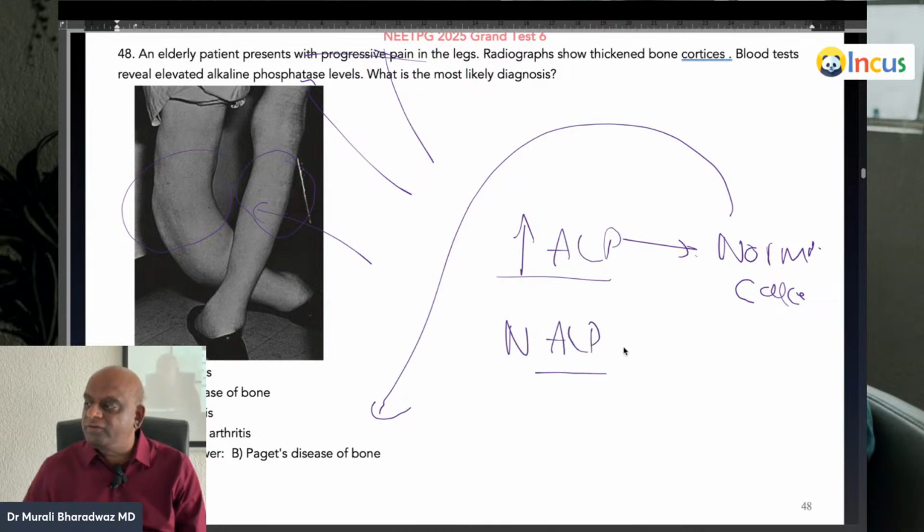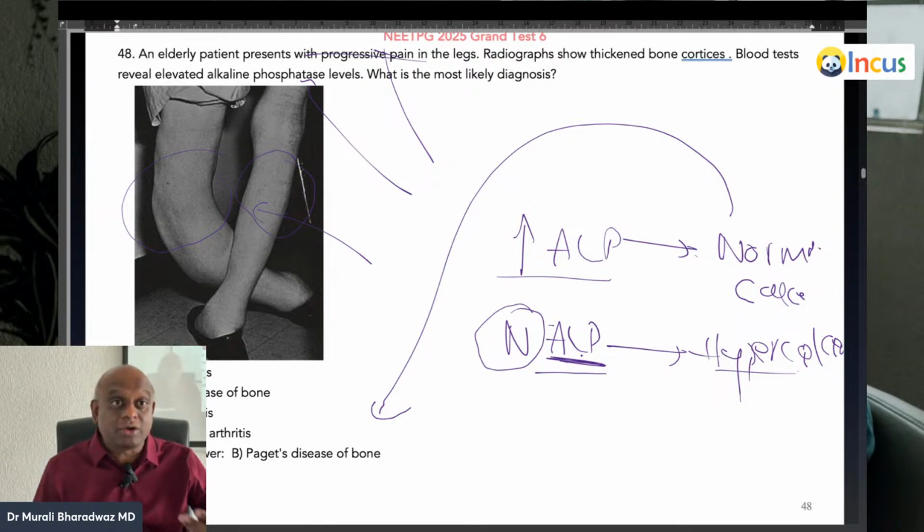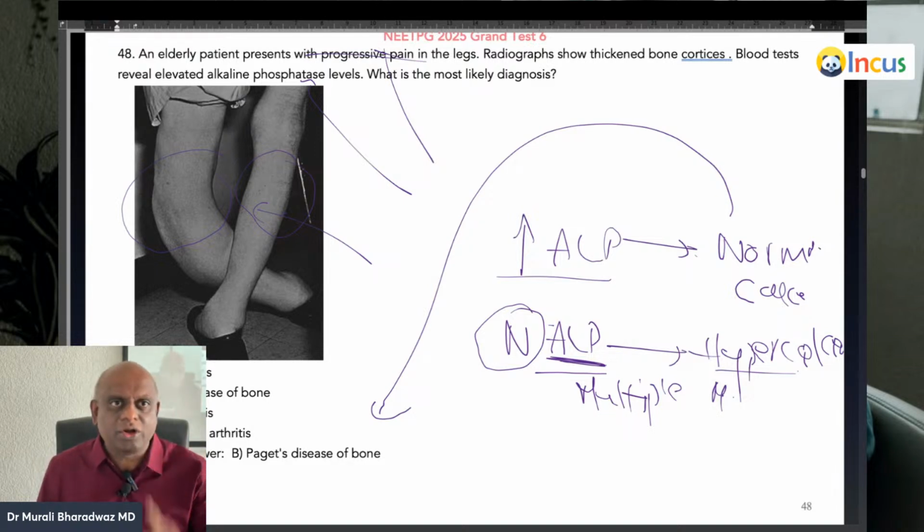Normal alkaline phosphatase with hypercalcemia. Alkaline phosphatase normal means osteoblastic activity is normal. Osteoclastic activity is excessive. That is multiple myeloma. Because in multiple myeloma, there is an osteoclastic activating factor produced and you find lytic lesions which are typically because of the osteoclastic overactivity. That's the reason they will have hypercalcemia because of the dissolution of the bone. But because their osteoblasts are not acting, alkaline phosphatase will be normal. That's the reason always the rule. Lytic lesions in the bone with normal alkaline phosphatase means immediately you should jump to multiple myeloma.